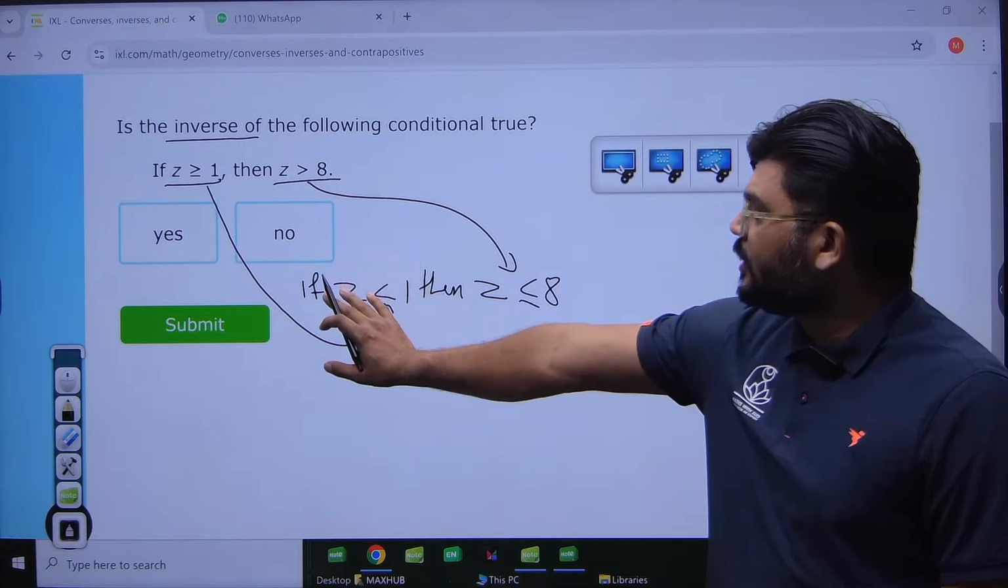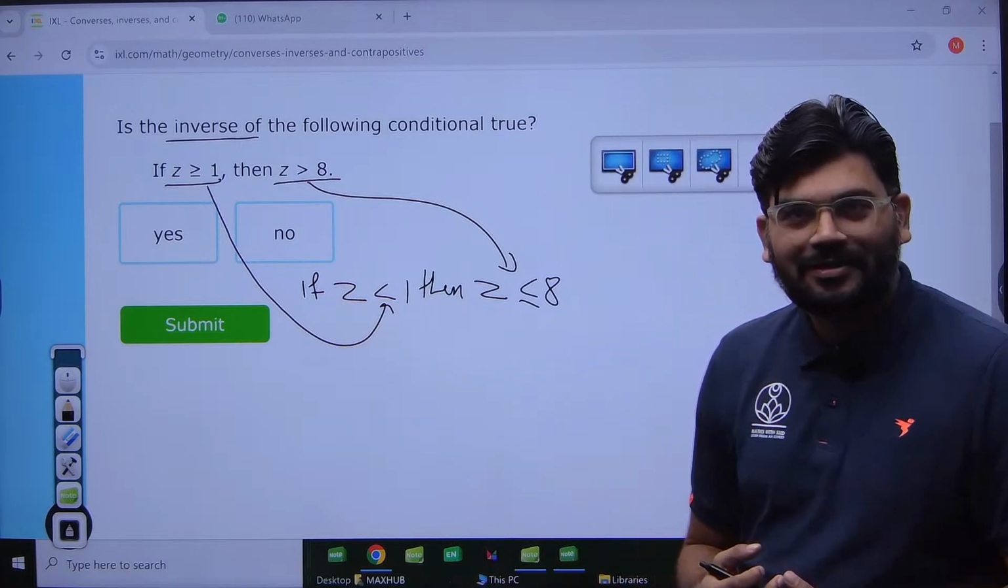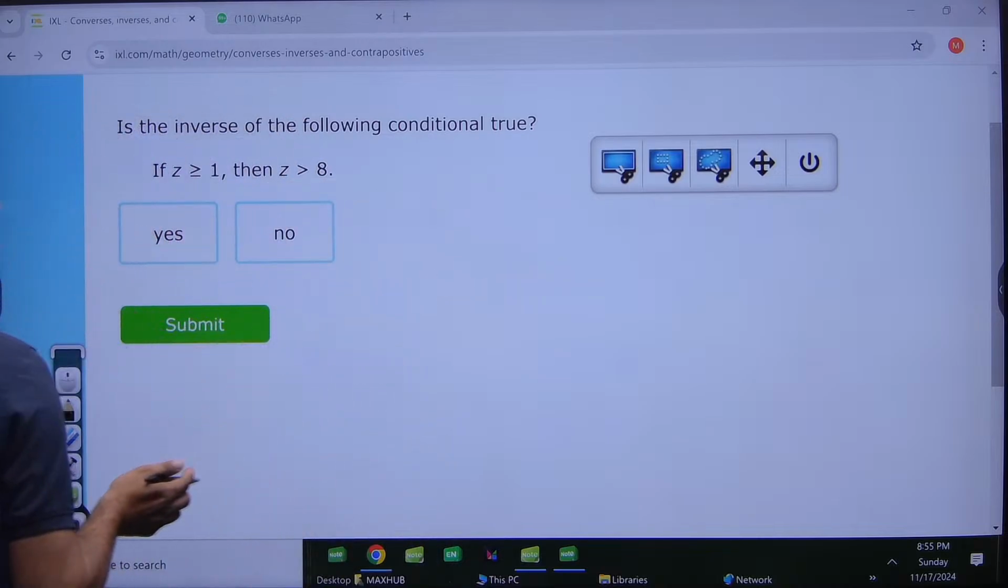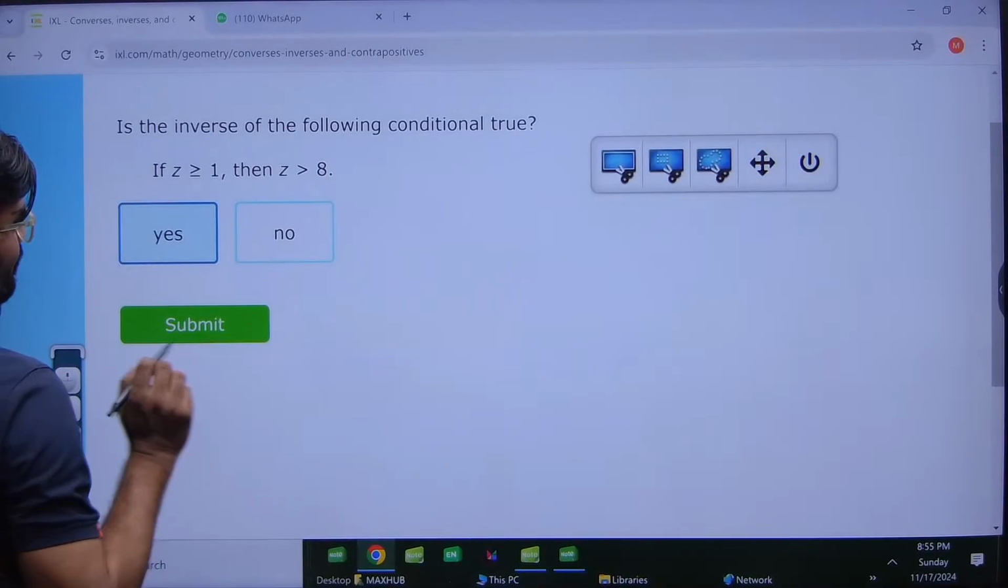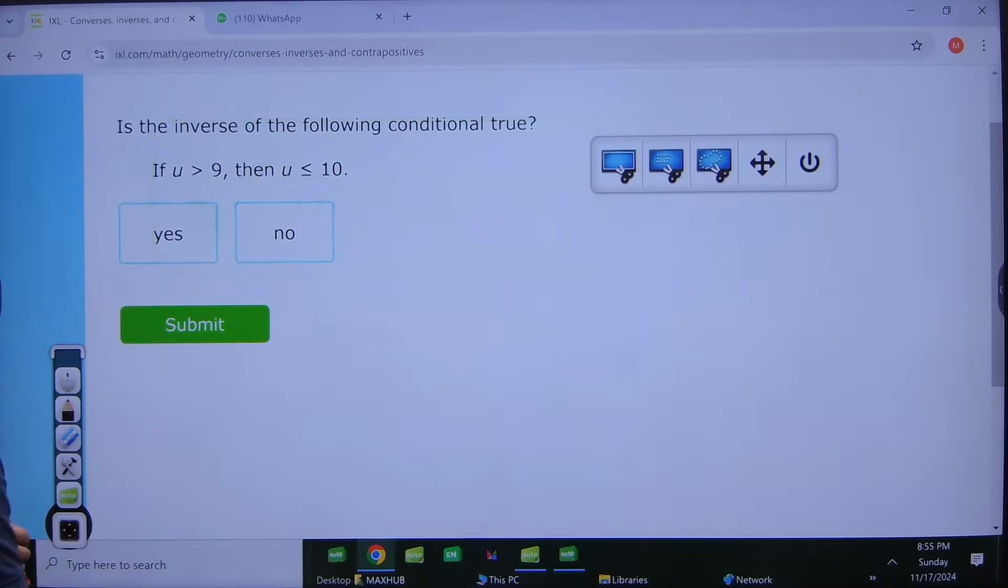Any number you think which is less than 1 is also less than 8. Sure? With my logic, I am checking it as yes. What about you? Yes? That's right. Okay, good.